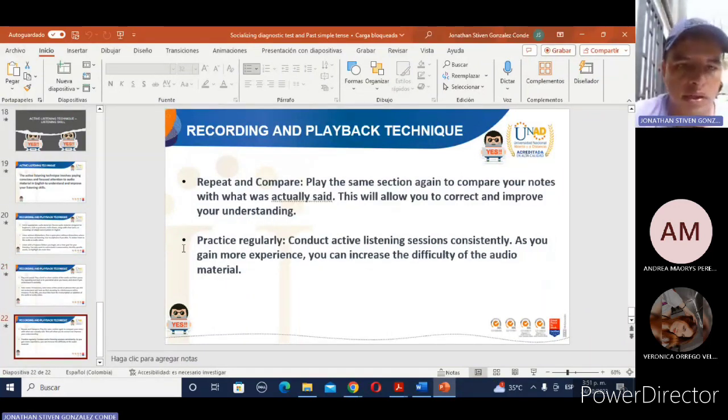Okay, so the next one is repeat and compare. Play the same section again to compare your notes with what was actually said. This will allow you to correct and improve your understanding. The last step is practice regularly. Conduct active listening sessions consistently. As you gain more experience, you can increase the difficulty of the audio material.